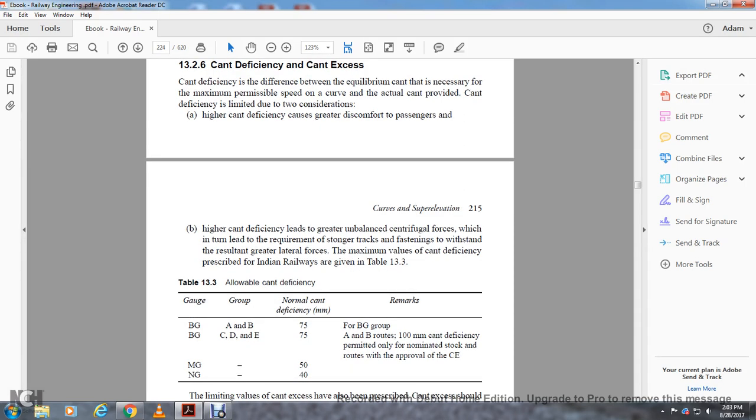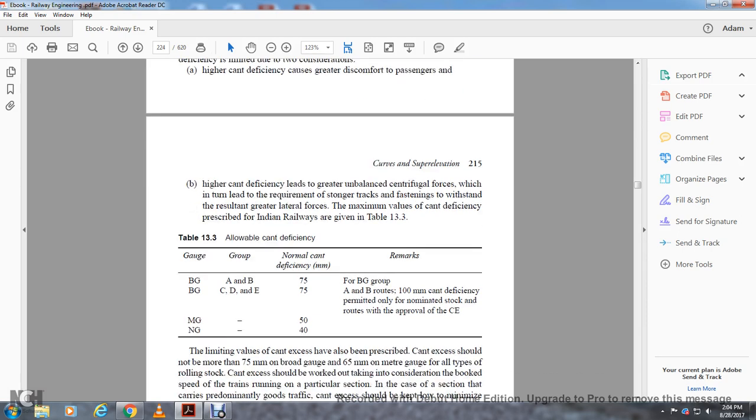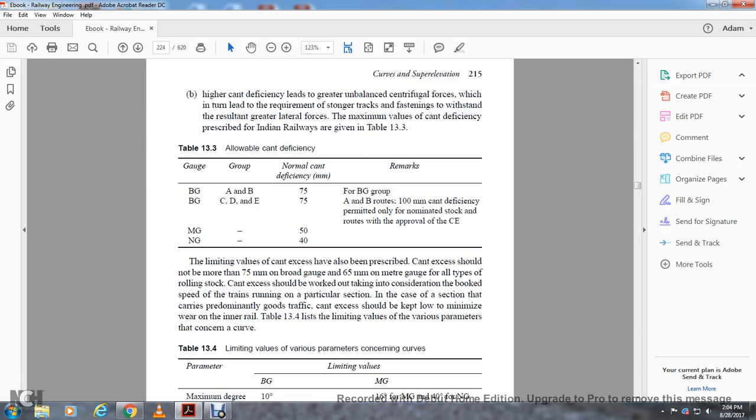Broad gauge A and B: the normal cant deficiency is 75 millimeters. Broad gauge C, D and E have a 75 millimeter normal cant deficiency. On A and B routes, a 100 millimeter cant deficiency is permitted on nominated stock routes with the approval of the CRS. Meter gauge has a 50 millimeter and a 75 millimeter cant deficiency. Limiting values: the cant deficiency should be not more than 75 millimeters for broad gauge and 65 millimeters for meter gauge.